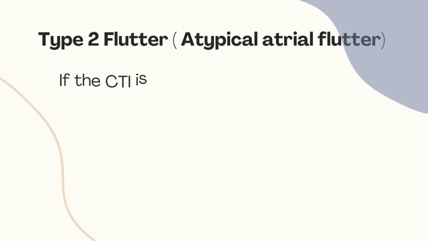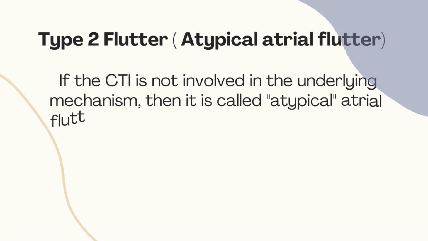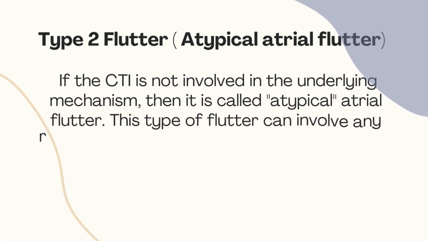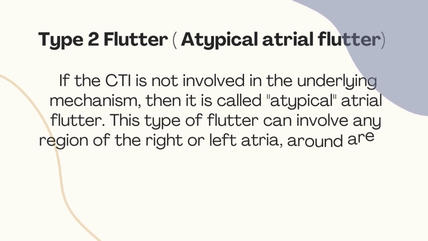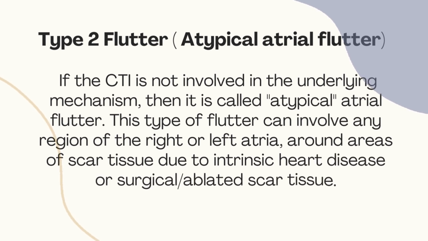If the CTI is not involved in the underlying mechanism, then it is called atypical atrial flutter. This type of flutter can involve any region of the right or left atria, around areas of scar tissue due to intrinsic heart disease or surgical/ablated scar tissue.